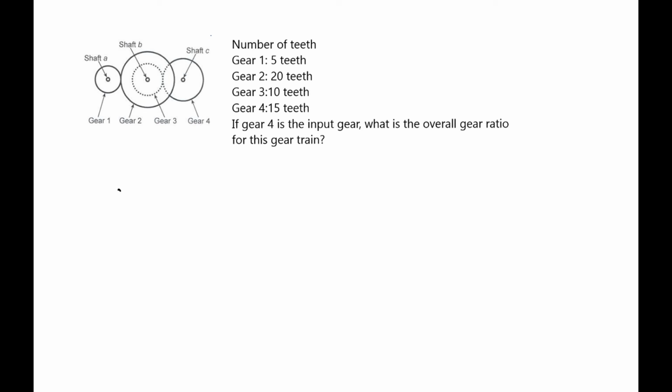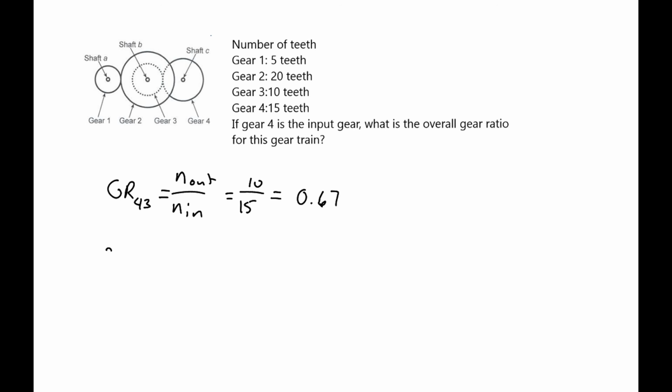So the first thing we're going to find is the gear ratio of 4 and 3, and our gear ratio is teeth out over teeth in. Right. So which one is our output gear, 3 or 4? 3. So how many teeth does 3 have? 10, and gear 4 has 15 teeth. So what's that equal? 2/3, or 0.67. So that's our gear ratio between 3 and 4.